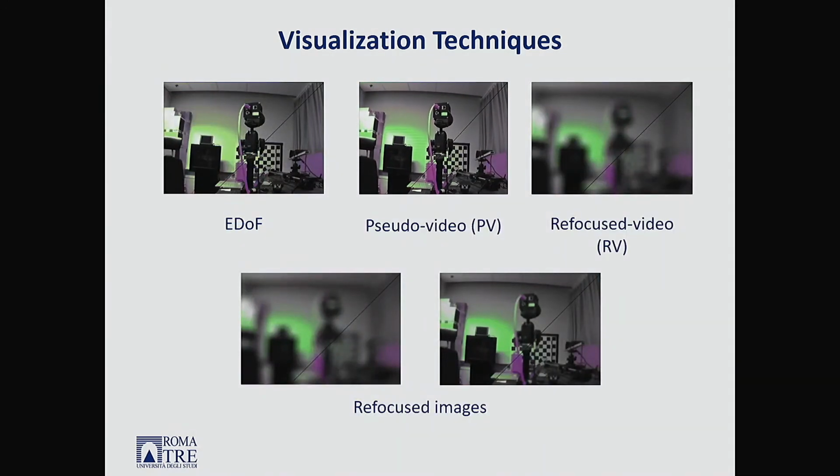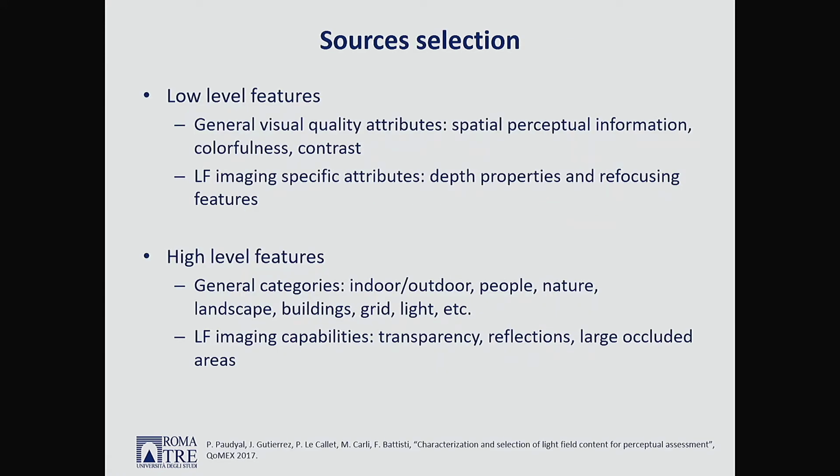So the extended depth of field: this means among all available views, we took only the central one. Then we had a pseudo video, which has now stopped playing, but basically we took views close to one another and played them as a video. And then we had the refocus video. I'll try to play it again. The refocus video is not playing, but what happens here is the camera is still, so we take one view and then we refocus at different depths. So we have a different representation of the content, and in this case we picked randomly refocused images from the available ones.